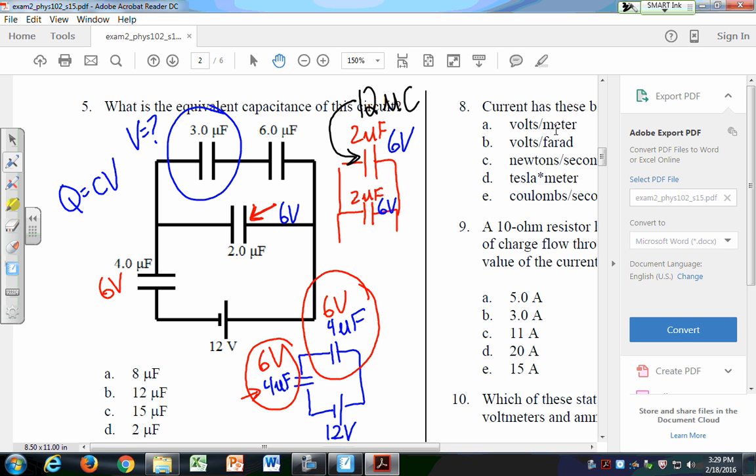So what does that tell us about these 2 capacitors? What is the charge on the 3? What is the charge on the 6? Since they're in series, they're both 12. That's right. So I'm going to have 12 microcoulombs on both of those. And now, boom, I have 2 quantities. I have C and I have Q. So I can find V. What is V, the potential or the voltage on that 3 microfarad capacitor?